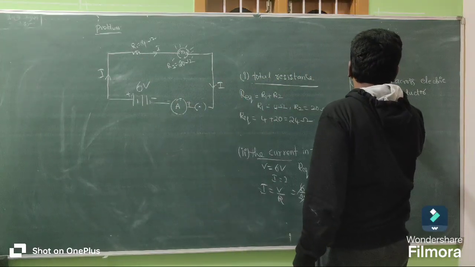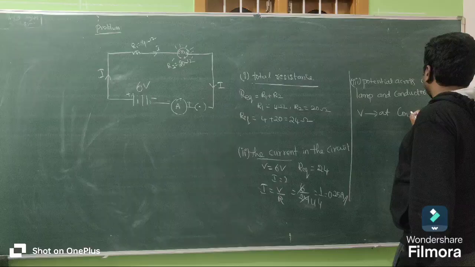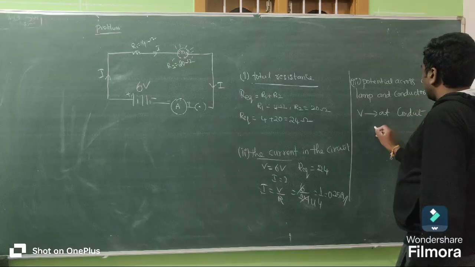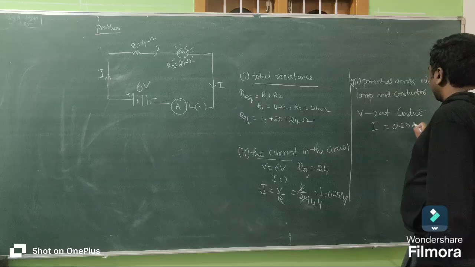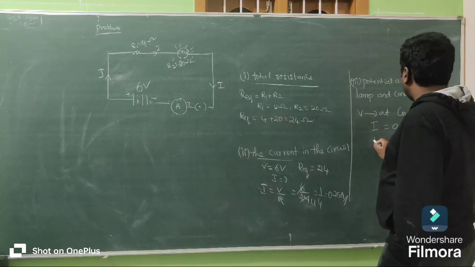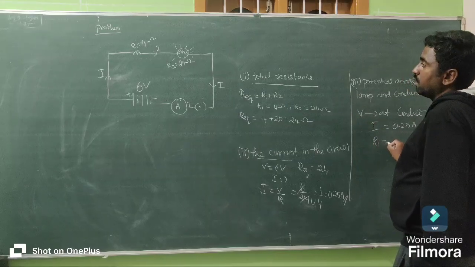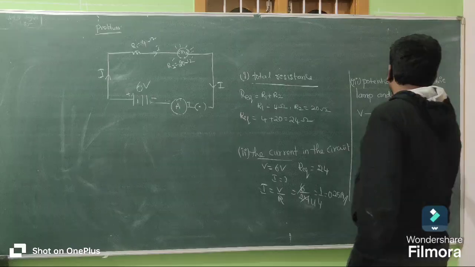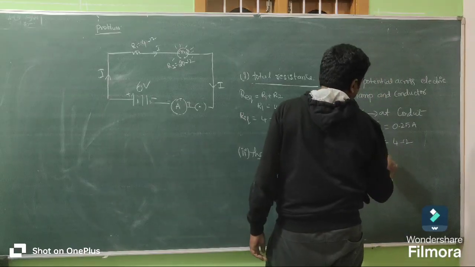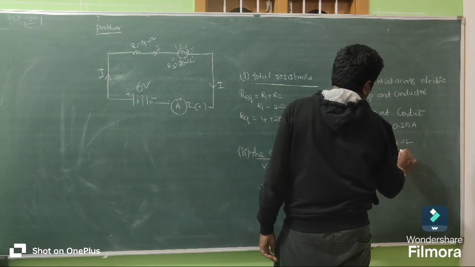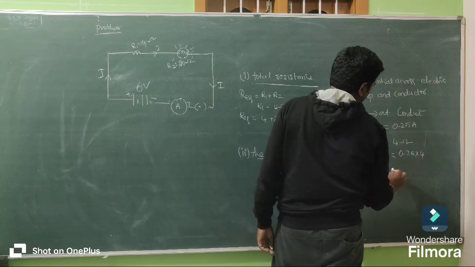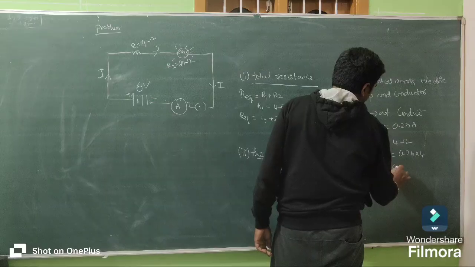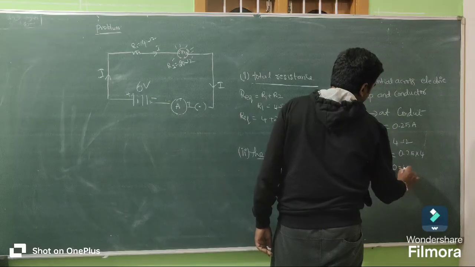So now we have to find the potential difference across the conductor. V at conductor: I value is 0.25 ampere and R1 value is 4 ohm. So V is equal to IR, 0.25 into 4, which is 1 volt.